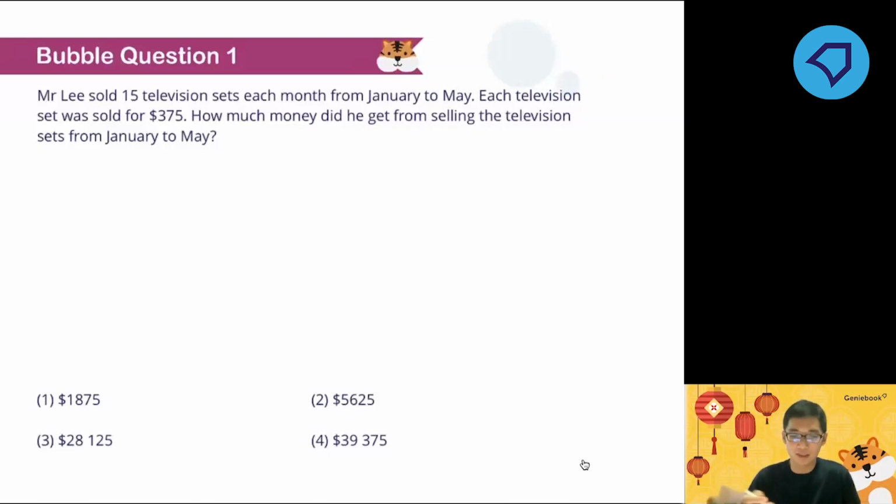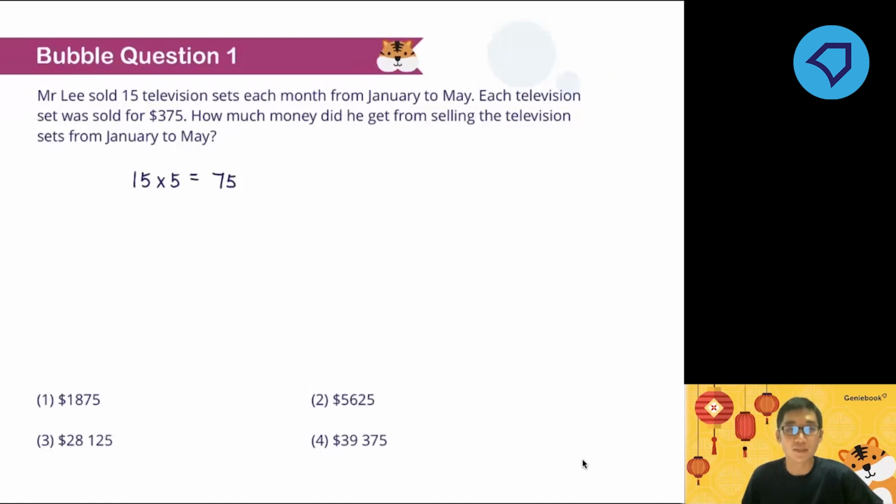All right, so let's take a look at the solution to this. First of all, in order for me to know how much money Mr. Lee earned from selling all the television sets, I need to first know how many television sets did Mr. Lee sell. Can you tell me what to do? What is the first thing that I need to do? All right, the first thing I need to do is, of course, we will take 15 multiplied by 5. Because each month from January to May, January, February, March, April, and May, 5 months altogether, each month 15 television sets. So 15 multiplied by 5 is equal to 75.